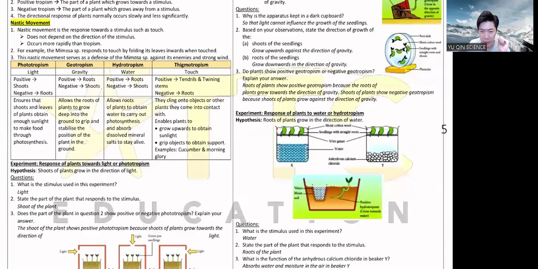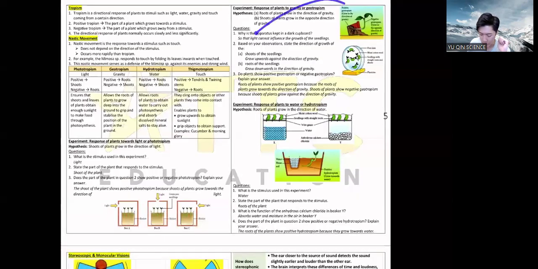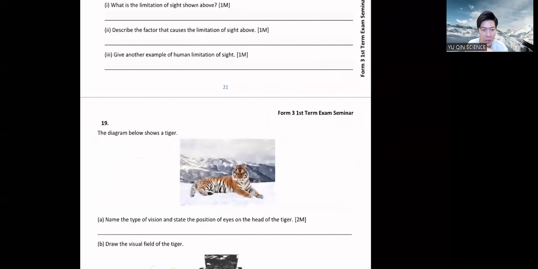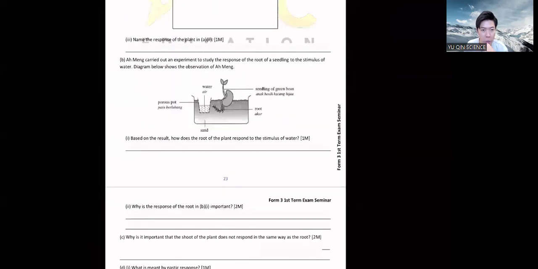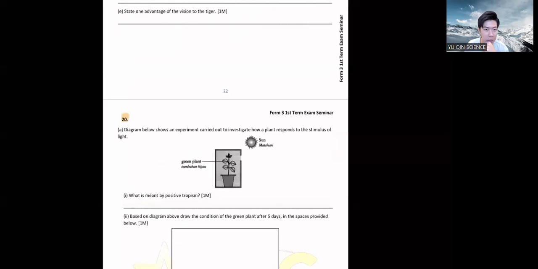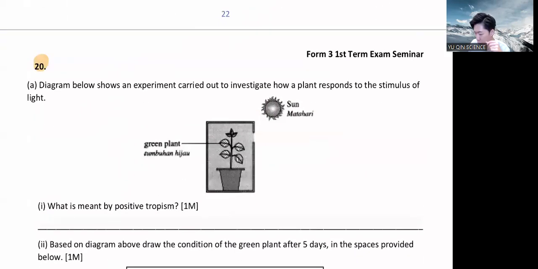Okay, then it will be experiment. Look through how the pictures look like and recognize a bit. It should be an experiment question. Okay, we try some plants maybe. So, page 23, question 20 onwards.